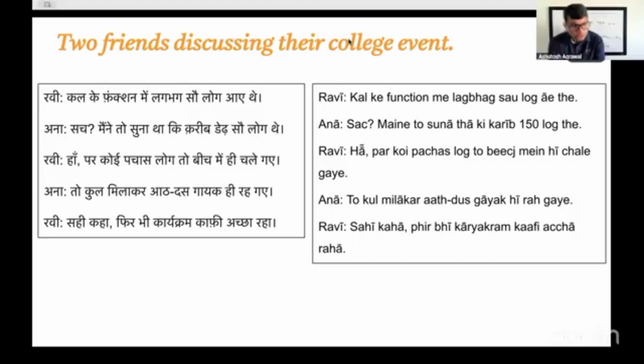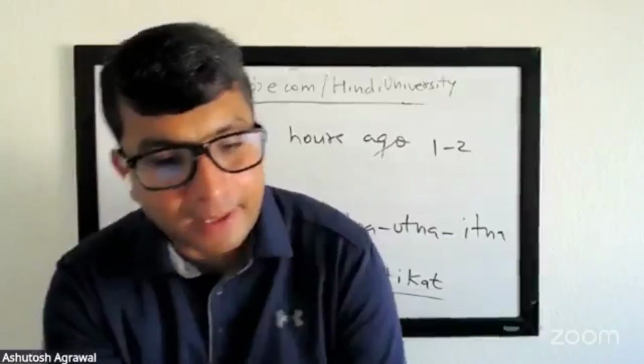Very good. Amazing. Okay. So if you notice, in this paragraph, you have all three cases. You have lagbhag, you have karib, and you have koi. You also have 8-10. The only thing that you don't have is the ek one, case number 2, which is like 7 घंटे बाद, मैं India gaya or something along those lines. So only that one is not used, but the rest of the cases are there.